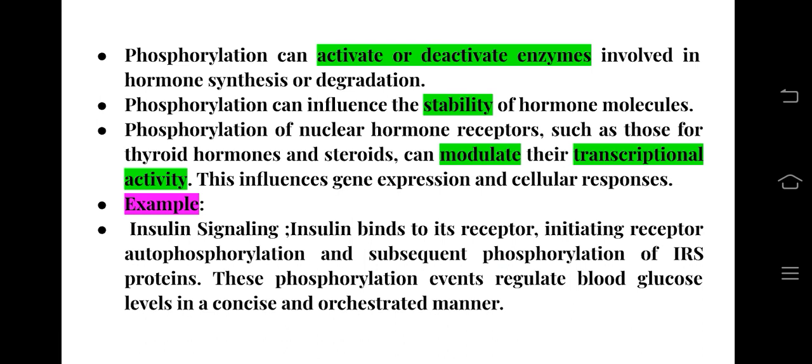Insulin signaling. Insulin binds to its receptor, initiating receptor autophosphorylation and subsequent phosphorylation of IRS proteins. These phosphorylation events regulate blood glucose levels in concise and orchestrated manner.